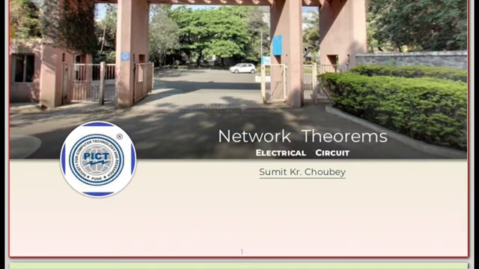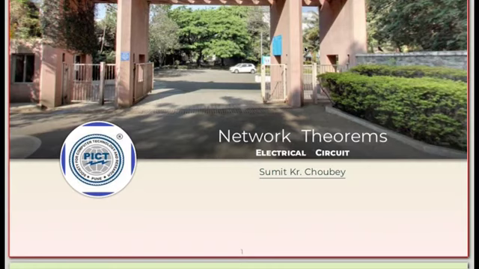Today I am going to start a brand new topic in electrical circuit called network theorem. Till this point we were discussing various circuit analysis techniques like mesh analysis and node analysis, and these techniques are really very powerful. But we have to develop all the mesh equations or node equations in order to get the quantity of interest, which becomes cumbersome as the circuit becomes large.